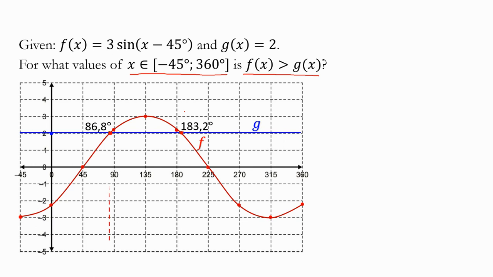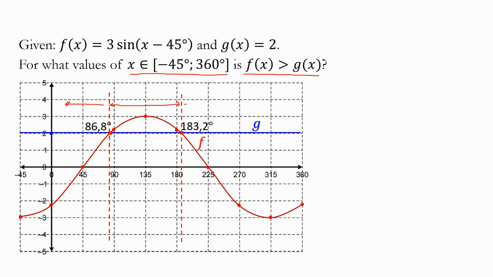Like here, at 86.8 degrees, the graphs are equal. At 183.2 degrees, the graphs are equal. But between these 2 points, the graphs are not equal. If you check here, f of x, the red graph, is above the blue graph, g of x. Okay, what about from this side, going to the left? You can see that the blue graph, g of x, is greater than f of x. So we don't want that region.